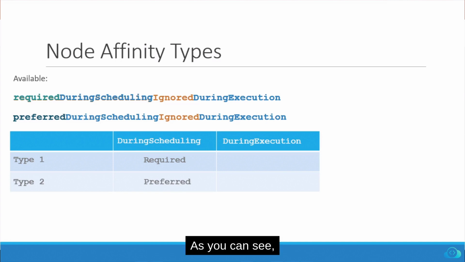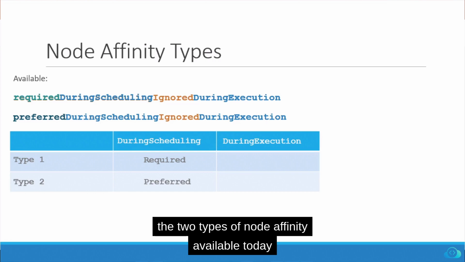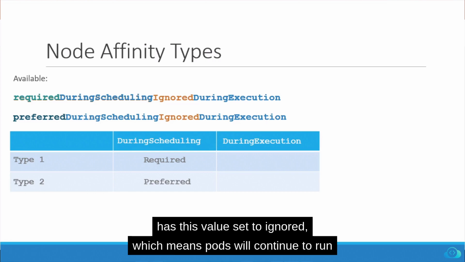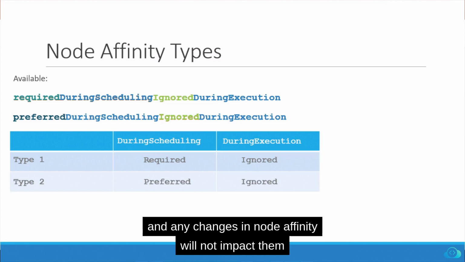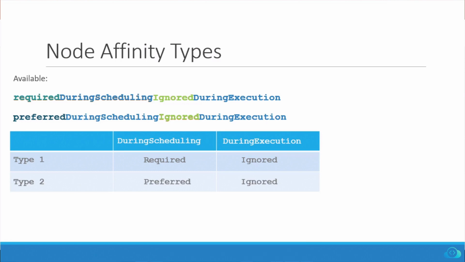As you can see, the 2 types of node affinity available today has this value set to ignored, which means pods will continue to run and any changes in node affinity will not impact them once they are scheduled.